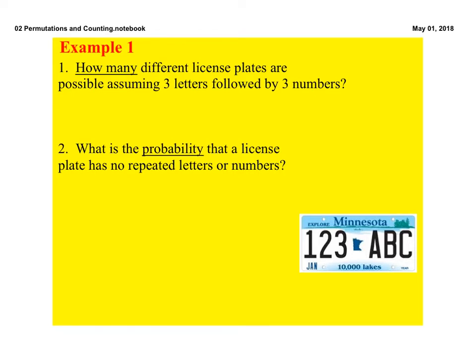Now, in this first problem, it says how many different license plates are possible, assuming 3 letters followed by 3 numbers. Well, right away we know when we're talking about license plates that order matters. So we're dealing with a permutation. Now, in the definition of permutation that we started with, it said that the letters or the items cannot repeat. But we know in a license plate that they can repeat. So we have to use a different setup for this problem.